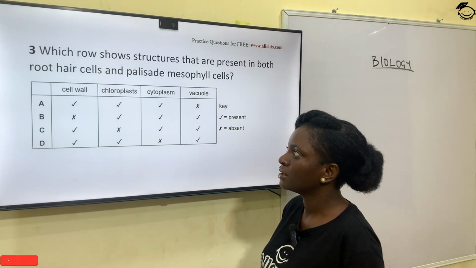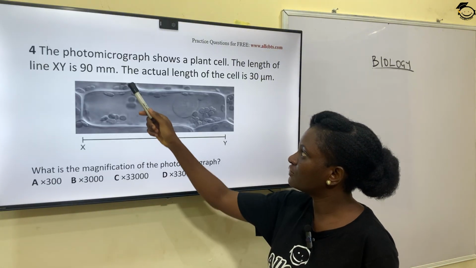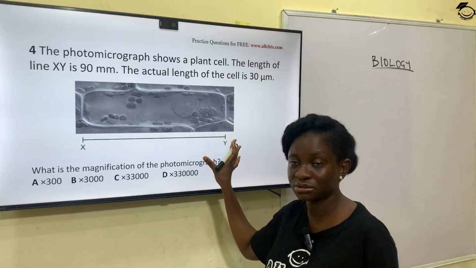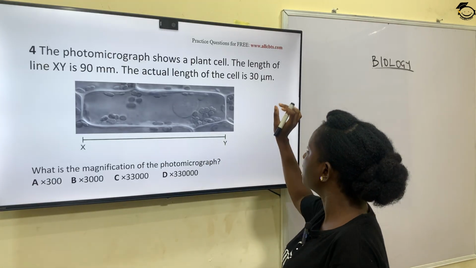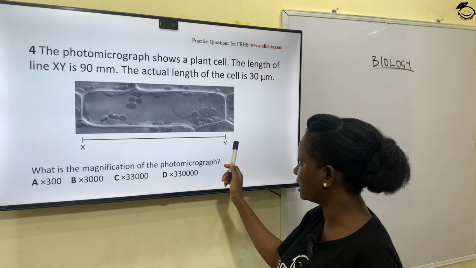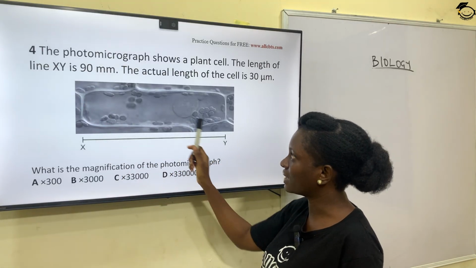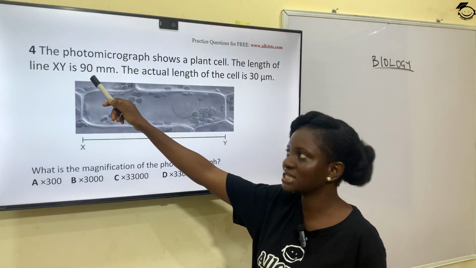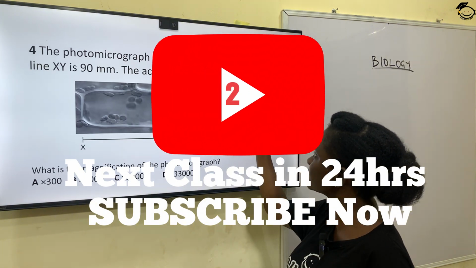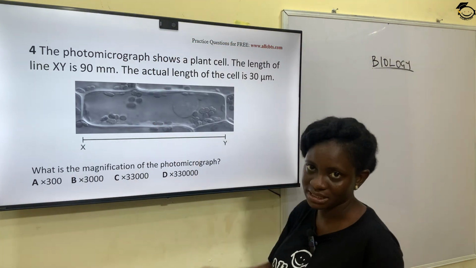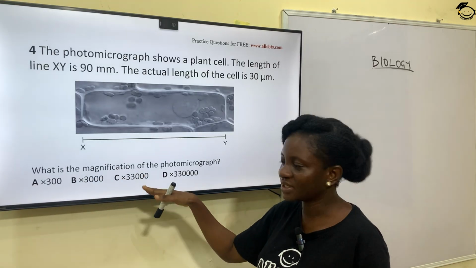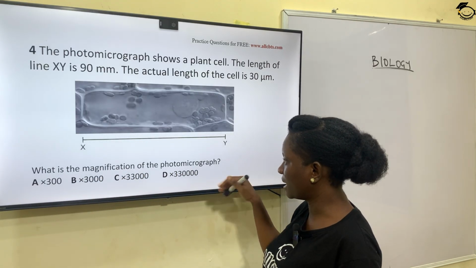Option C. Question 4. The photomicrograph shows a plant cell. This is the plant cell shown in this picture. The length of the line is XY. This XY is 90 millimeters. So the actual length of the cell is 30 micrometers. The question is asking, what is the magnification of the photomicrograph?